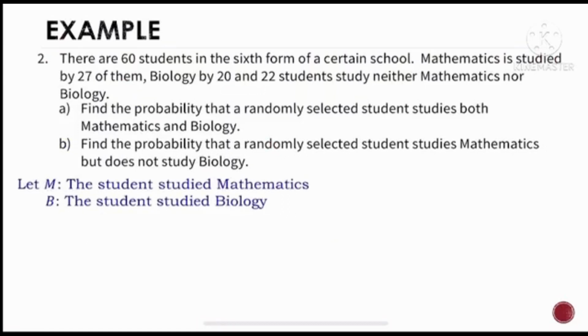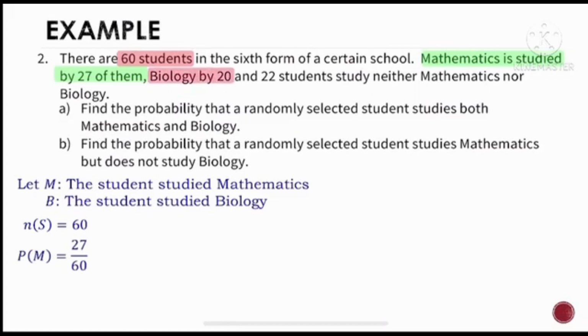For example 2, we define the events first. Let M be the event that the student studied mathematics, and let B be the event that the student studied biology. There are 60 students in sixth form of a certain school, which means the sample size is 60. Mathematics is studied by 27 of them. This means the number of students who studied mathematics is 27. So, the probability is 27 over 60.